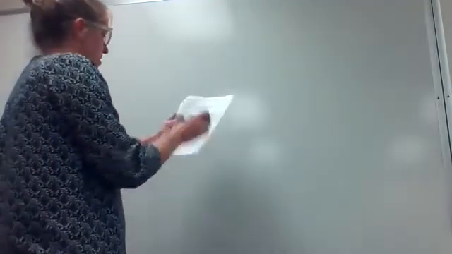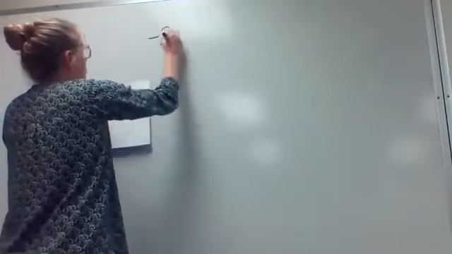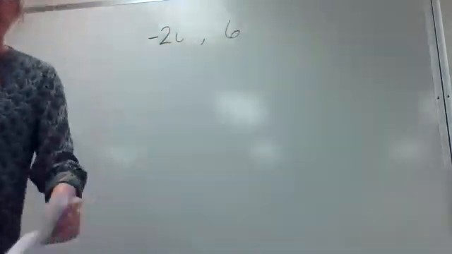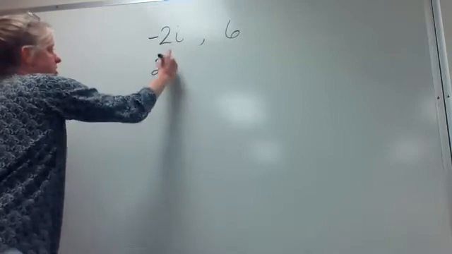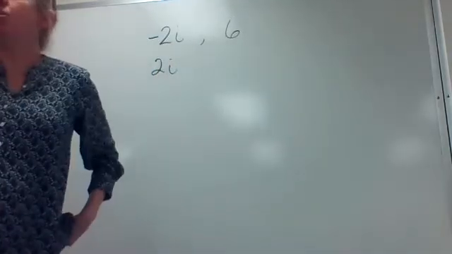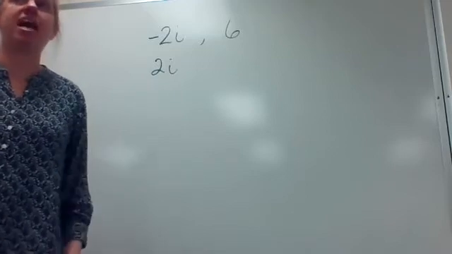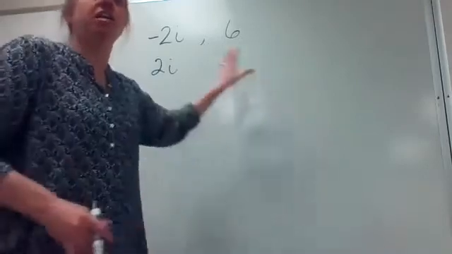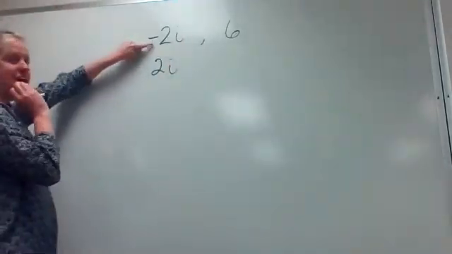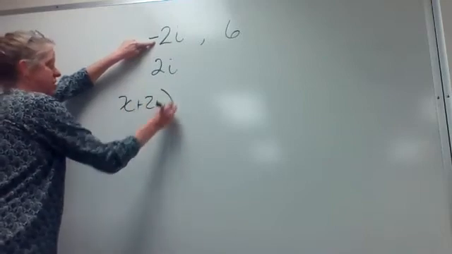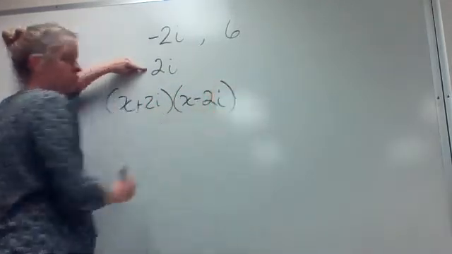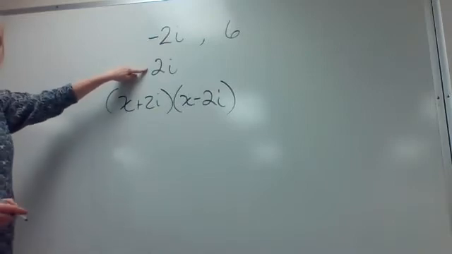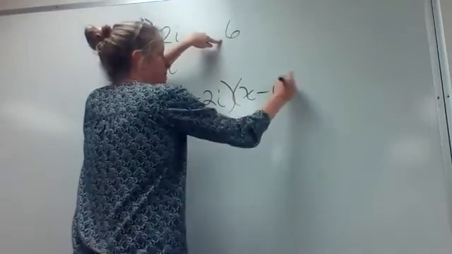So number 10, find a polynomial function with the lowest degree that has the given numbers as some of its zeros, negative 2i and 6. What's the missing zero? Goes with this one, positive 2i. Now we're going to turn these into their factors and multiply them together to get the polynomial function that created these zeros. So what did this come from? x plus 2i. This one came from x minus 2i. This one came from x minus 6.